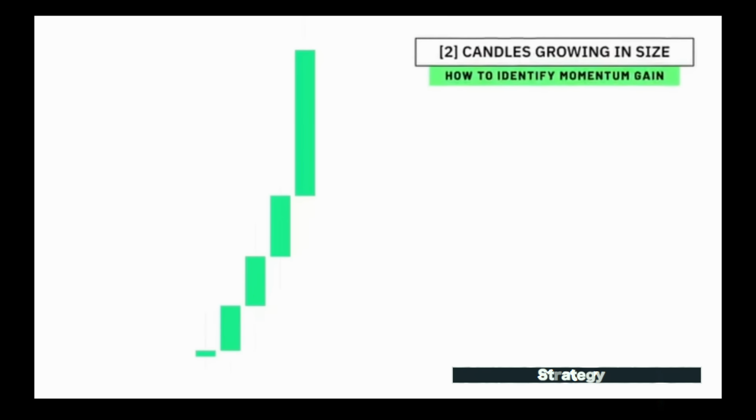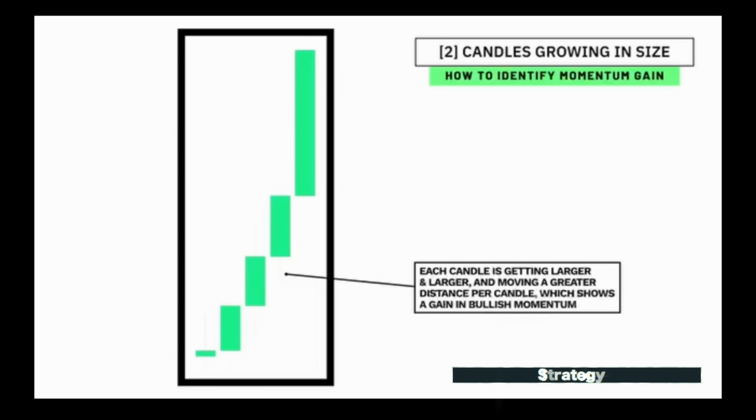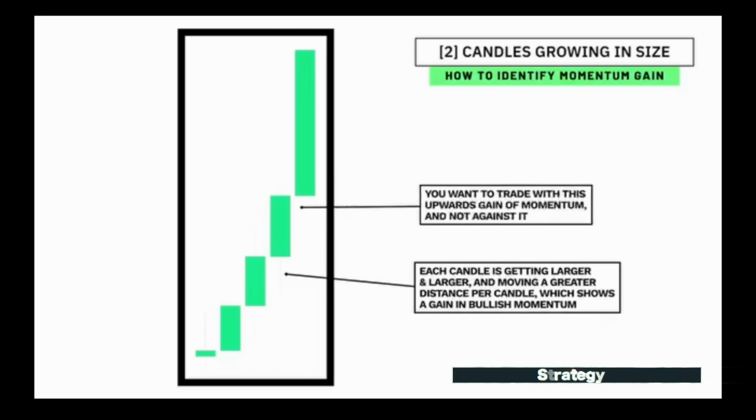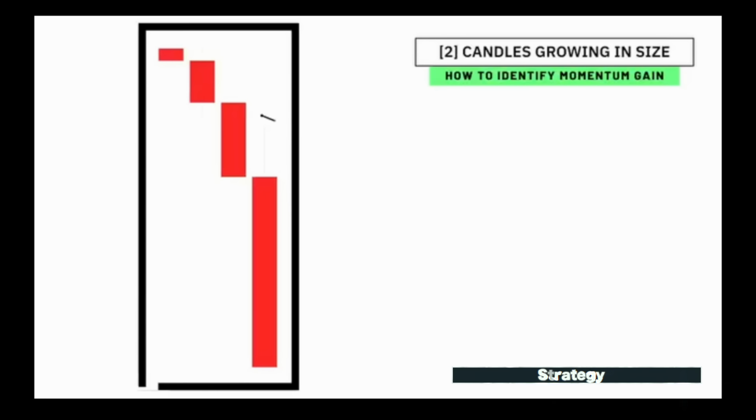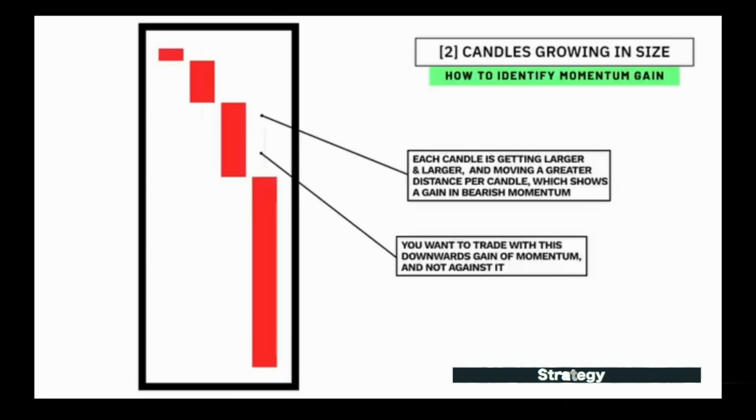So the second way to identify momentum gain is candles growing in size. In an uptrend, notice how each candle is getting larger and larger and moving a greater distance per candle, which shows a gain in bullish momentum. You want to trade with this gain of momentum and not against it. And in a downtrend, notice again how each candle is getting larger and larger and moving a greater distance per candle, which shows a gain in bearish momentum. You want to trade with this gain of bearish momentum and not against it.